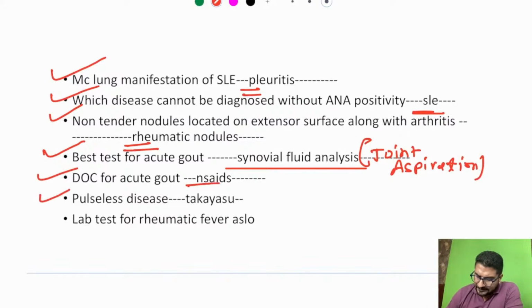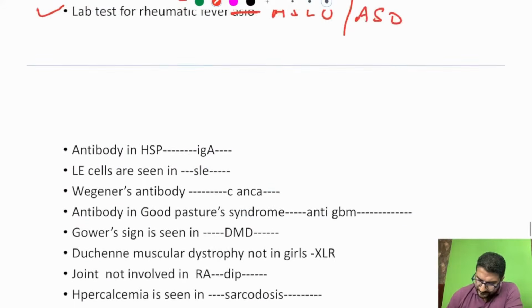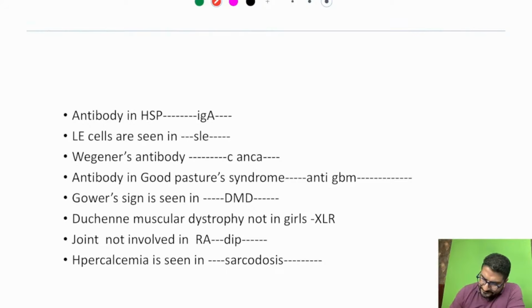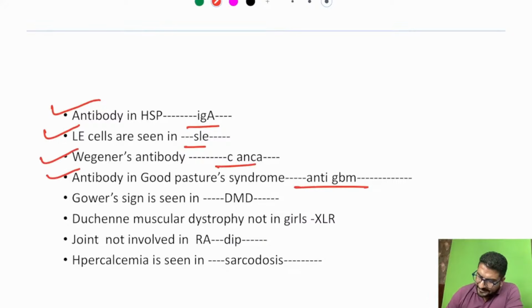Pulseless disease is another name of Takayasu. Rheumatic fever के लिए क्या करोगे आप? ASO और ASLO, anti-streptolysin O. You can write ASO and ASLO, anti-streptolysin O. Antibody in HSP, it is IgA. LE cells you will see in SLE. वेगनर्स में कौन सी एंटीबॉडी होगी? c-ANCA. In Goodpasture, anti-GBM.